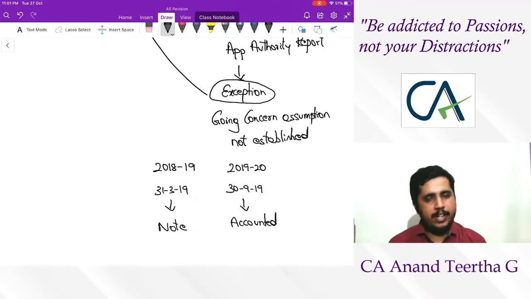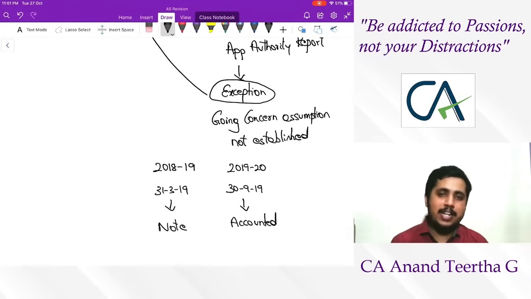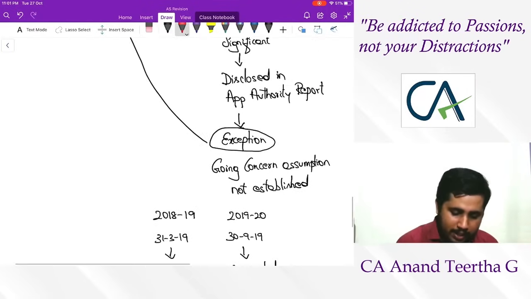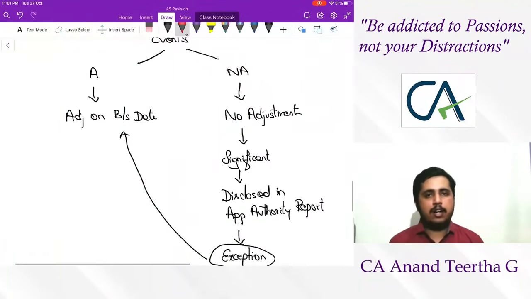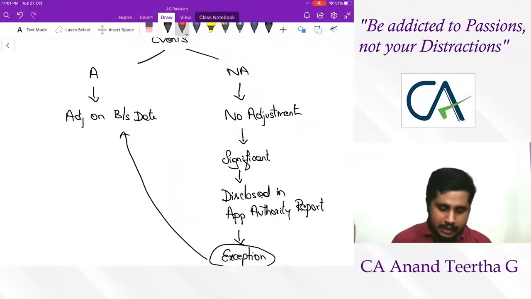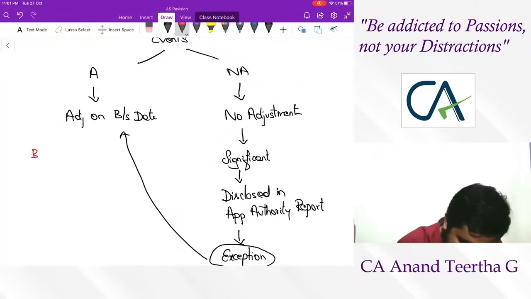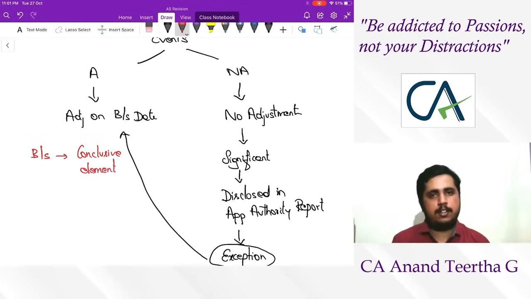So AS4 is a very simple small standard, but the important aspect is how do you decide whether it is adjusting event or a non-adjusting event. Now I can give you one trick to actually understand how adjusting non-adjusting works. See, by the balance sheet date, if you find any conclusive element, consider that as adjusting event. It has to be conclusive element.